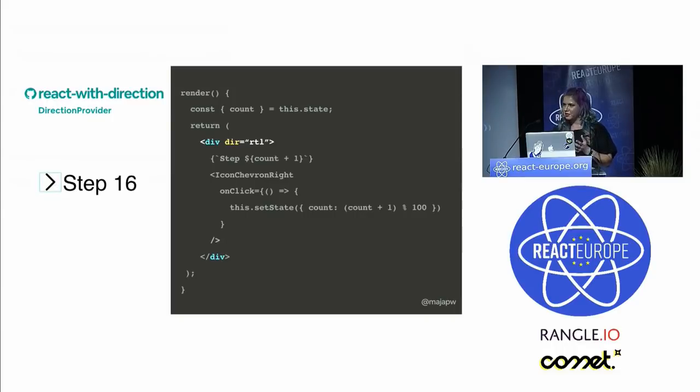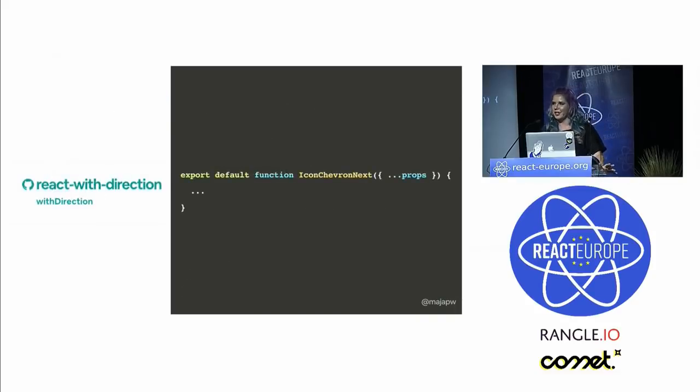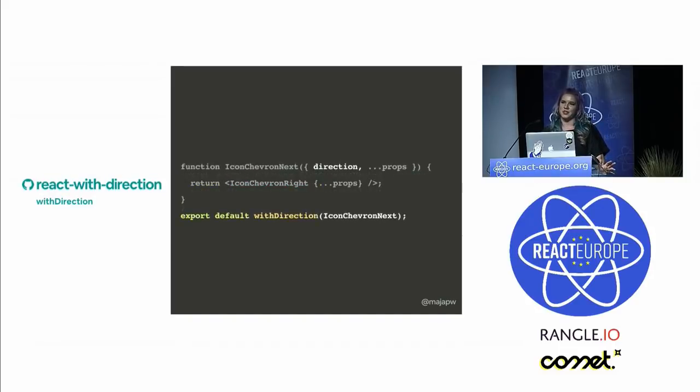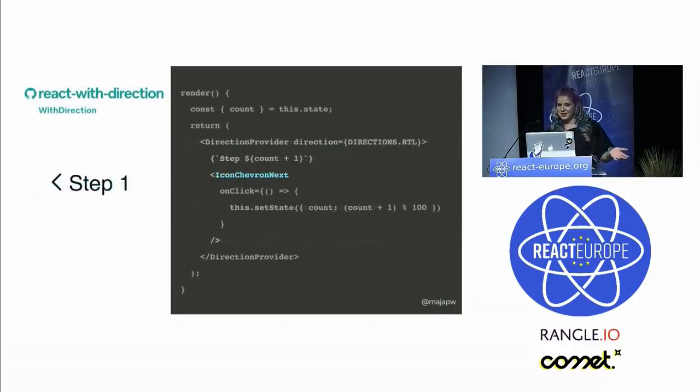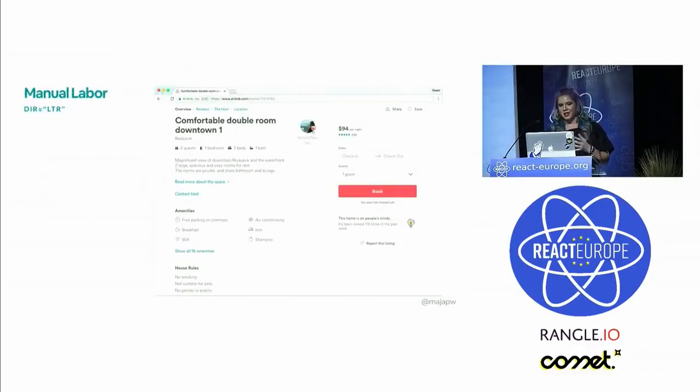So to solve this, we want to create a direction context aware icon. Let's call it icon chevron next. By default, it still returns that right-facing SVG, but if we wrap it in with direction, we get access to the direction as a prop, and we can return a left-facing icon in the appropriate context. And just dropping this in, this becomes pretty powerful. We can easily see how we can modify a ton of our components and adjust their behavior according to this top-level directional context.